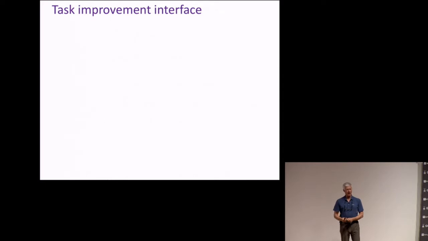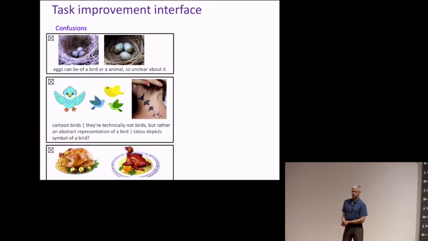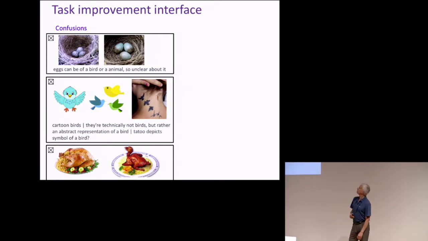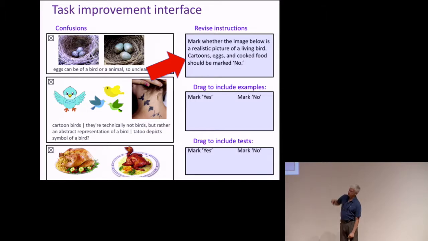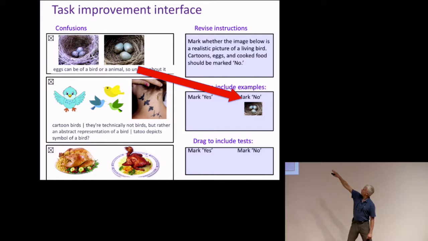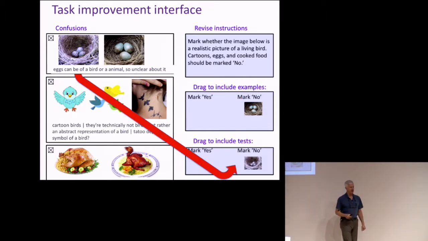And then we have an interface which allows the requester to actually start making this whole thing better using what their high-level end goal is. So the requester's interface has a set of these clusters about confusions, and then it has a panel on the right-hand side which allows them to fix things. So what they can do is they can revise the instructions by writing in, no, I don't want you to count food as a bird, and so on. And furthermore, you can drag and drop and put in examples that get automatically inserted into the instructions to make it very clear to the workers. And then finally, you can also drag other examples down into a panel which is going to create little tests that will make sure that the workers actually read the instructions.